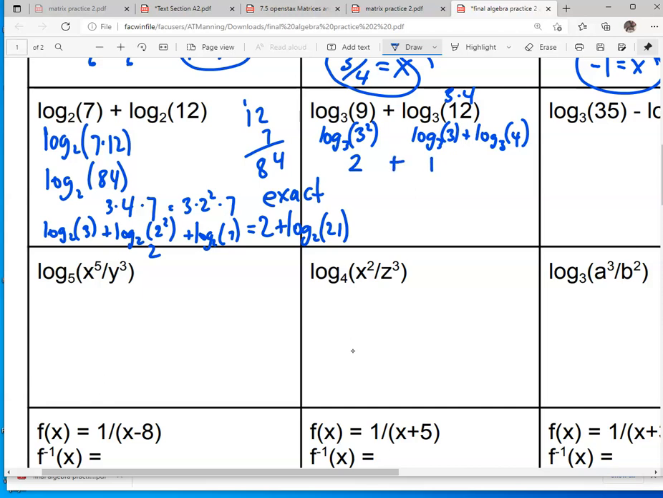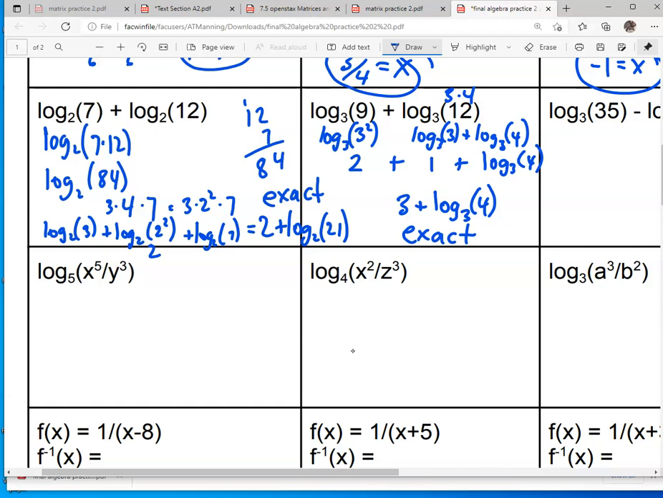So now, look at what I got. I know log base 3 of 3 squared is 2. Log base 3 of 3 is 1. And I have leftover log base 3 of 4. So the exact answer, as simple as possible, is 3 plus log base 3 of 4. That would be our exact answer. Otherwise, feed it to your calculator and get 4 decimals or however many they want.